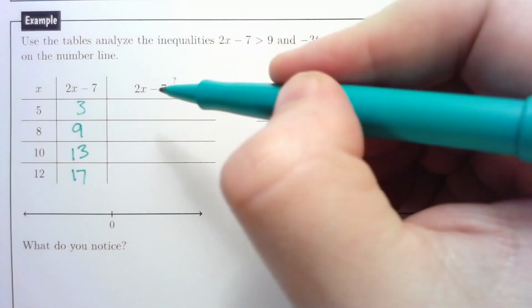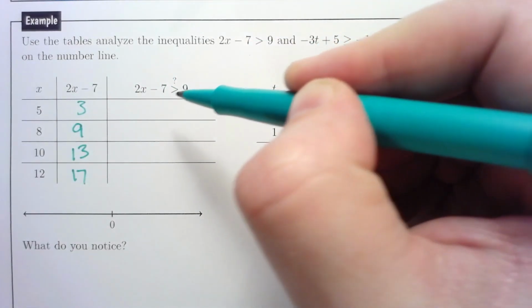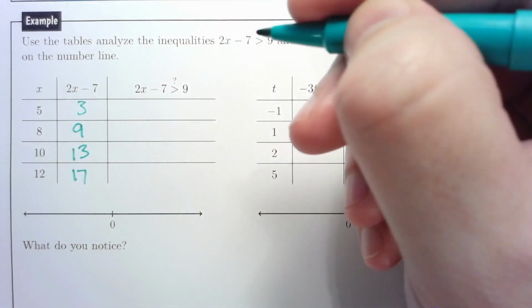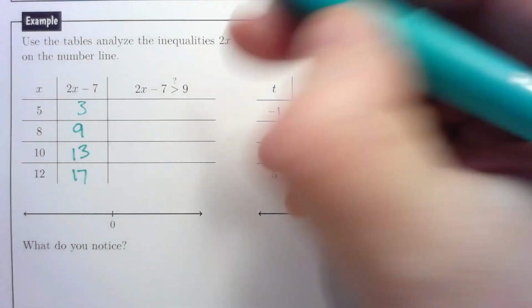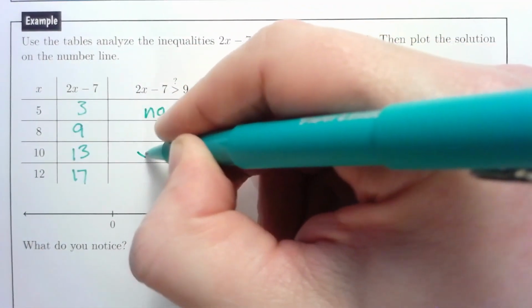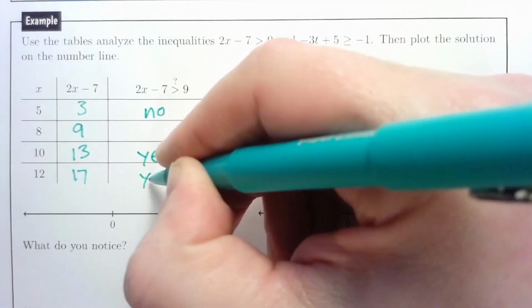Okay, so are these greater than 9? Well, let's work with the ones that clearly are one way or the other. 3 isn't greater than 9. 13 is greater than 9. And 17 is greater than 9.